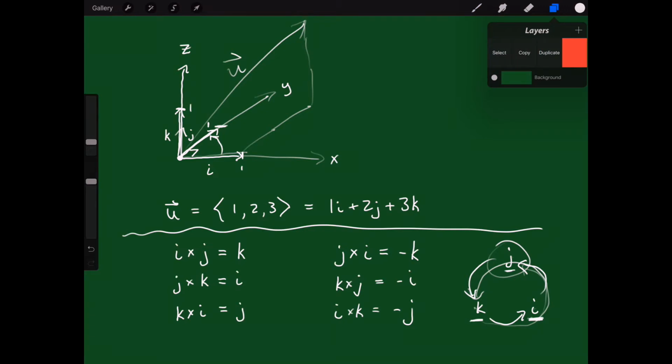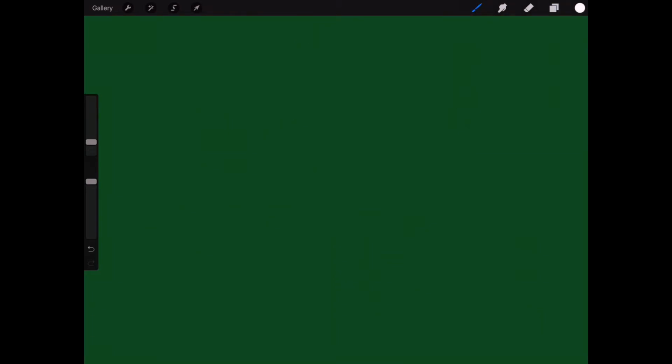All right, so let me erase real quick. Let's consider the following. Let's look at the magnitude of u cross v. Okay, so we already know what u cross v is, and now we're looking at the magnitude of that vector. So that's going to be the magnitude of u, the magnitude of v, then we're going to take the absolute value of sine of theta.